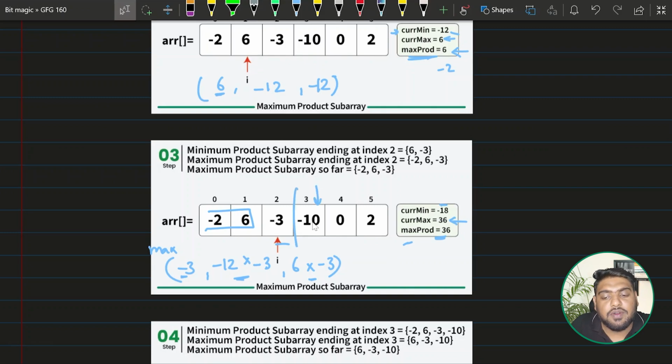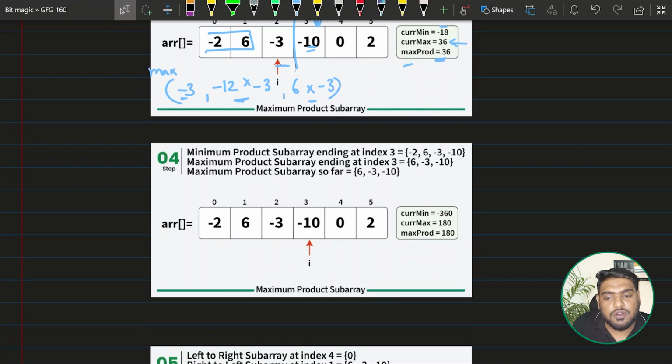The next one that we have to take under consideration is -10. Let's see how that goes. For that situation, what are the possibilities? Again, tell me. The ith value that we have, the current minimum that we have, -18, multiplied with -10, comma, the current maximum that we have, 36, multiplied with the ith value. Once we solve this, what will be the maximum value that we get?